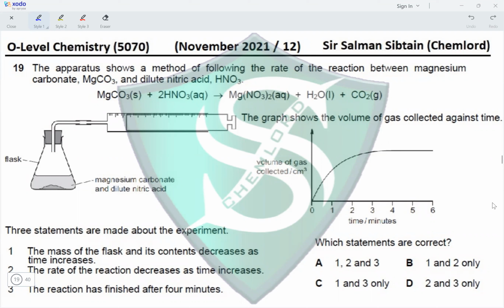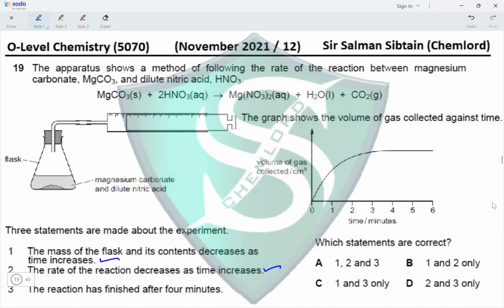Statement one, the mass of the flask and its contents decreases as time increases. Yes, because some of it is lost as CO2, which is collected in the gas syringe. So statement one is correct. Statement two, the rate of the reaction decreases as time increases. Yes, this is seen in the graph. Look at the volume of gas collected. Initially, the volume of gas is increasing, but as time progresses, the curve gains a plateau region. So the rate of reaction decreases as time increases.